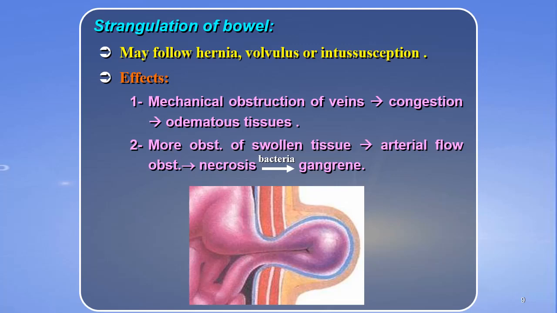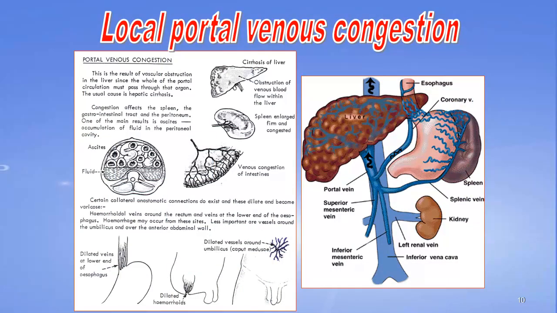The second example is the strangulation of the bowel. It may follow hernia, volvulus, or intussusception. The mechanical obstruction of the veins leads to congestion and edematous tissue, but more obstruction of the swollen tissue leads to arterial flow obstruction and leads to necrosis, and finally, with superimposed bacteria, leads to gangrene.